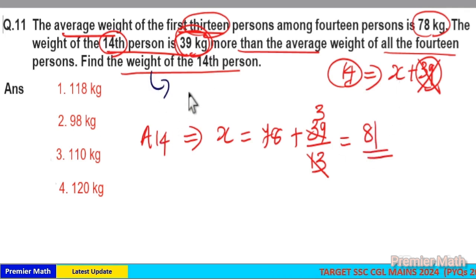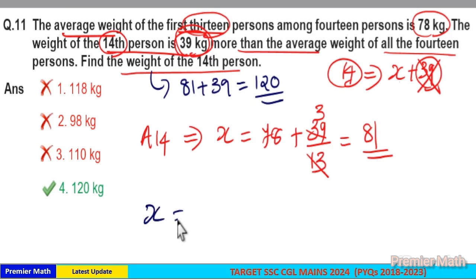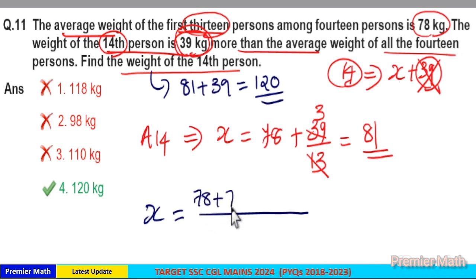Now the weight of the 14th person is equal to X plus 39. That is 81 plus 39, which is 120. Option 4 is your answer. Now if you have doubt, this is average X. Average X means the average of the 13 people is 78, which means each of these 13 people's weight is 78.